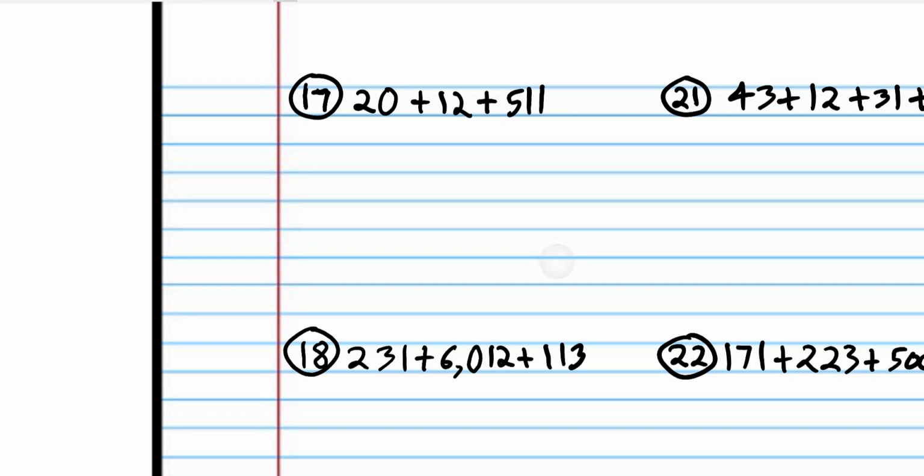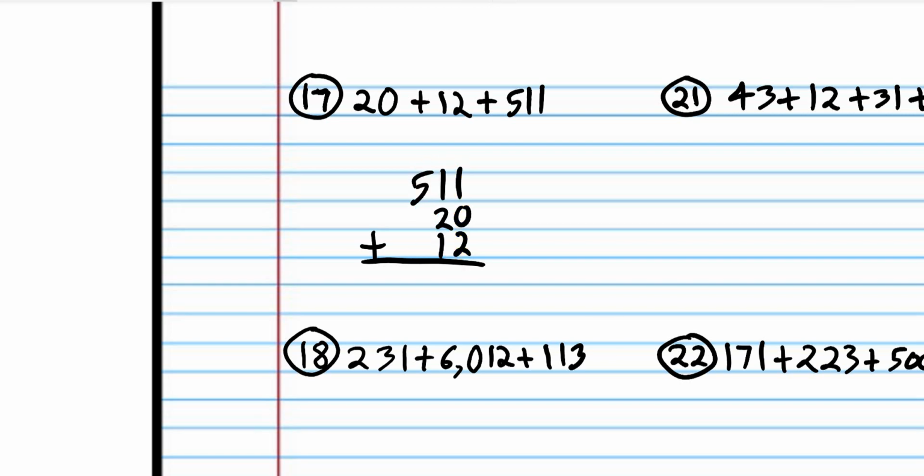So, 511. It's traditional to write the biggest number on top, then 20, then 12. Put your plus sign, and it's the same situation. Add the numbers in the ones place, then the tens place, and the hundreds place, and so on and so forth.